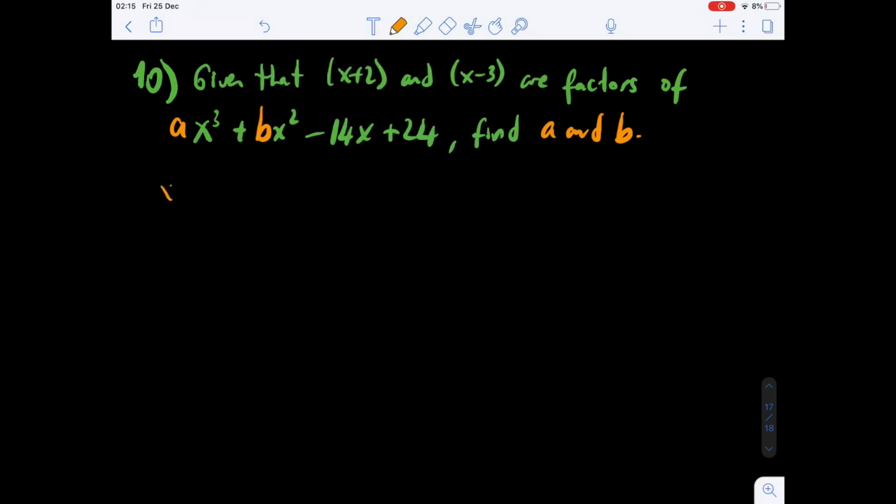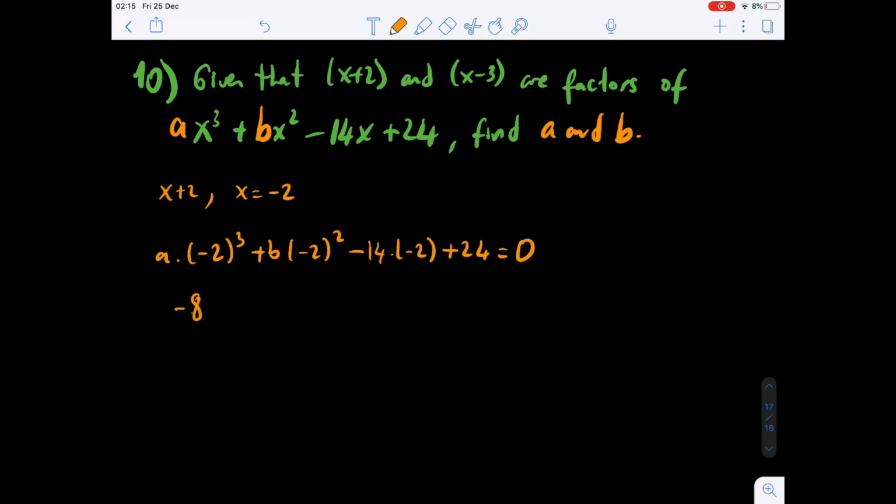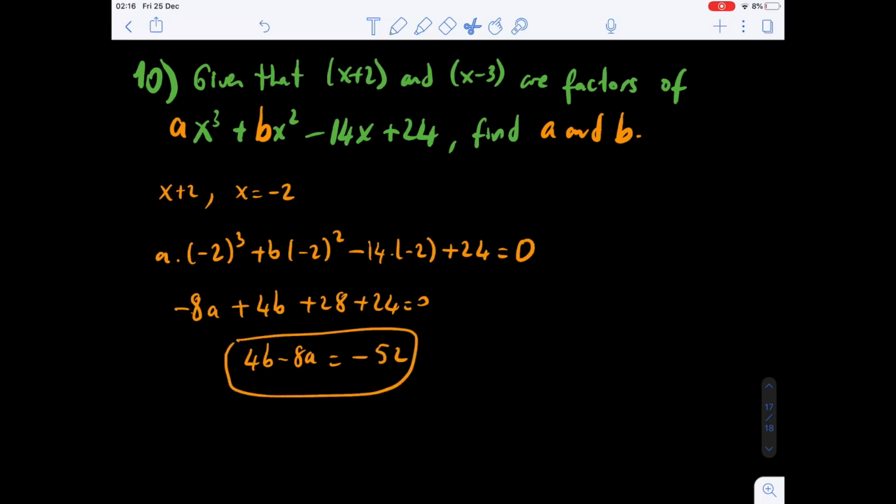The same thing: if x plus 2 is a factor, you plug in x with negative 2. Let me plug in: a times negative 2 cubed plus b times negative 2 squared minus 14 times negative 2 plus 24 equals 0. Then I'm going to have negative 8a plus 4b plus 28 plus 24 equals 0. So I'll have 4b minus 8a equals negative 52. This is the first equation.